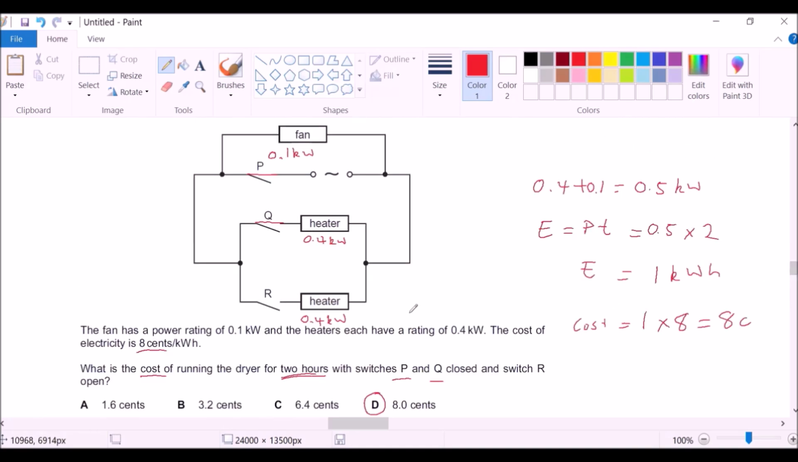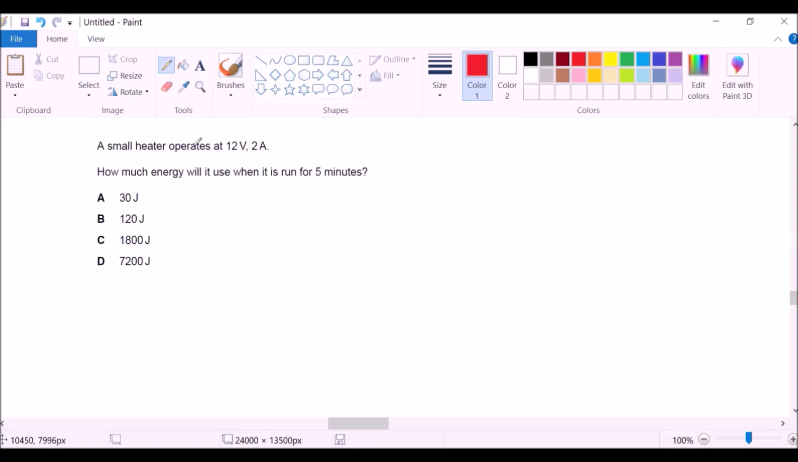So that is how electricity is costed. Once we find the rate for a kilowatt hour, we calculate the energy that is used first, then we multiply it by the cost per kilowatt hour. A small heater operates at 12 volts, 2 amps. How much energy will it use when it runs for 5 minutes?